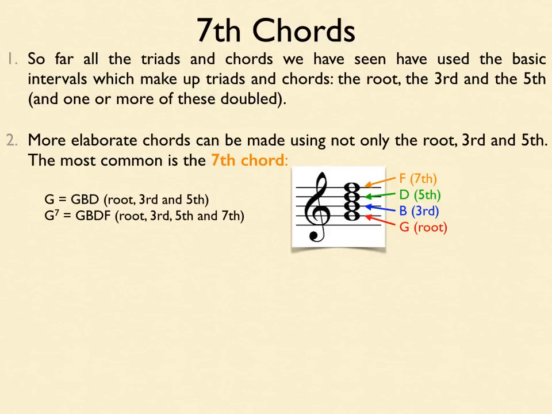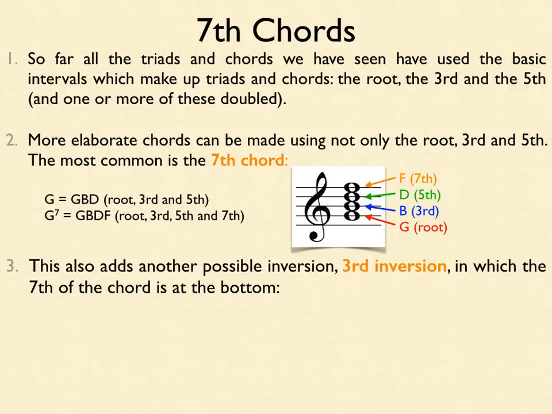Okay. So that does something to chords when you add a seventh onto it like that, because it means there's another possible inversion, third inversion, in which the seventh of the chord is now at the bottom. So you can have root position, first inversion, second inversion as we've already seen, and then third inversion with the seventh at the bottom. So let's take an example of that.